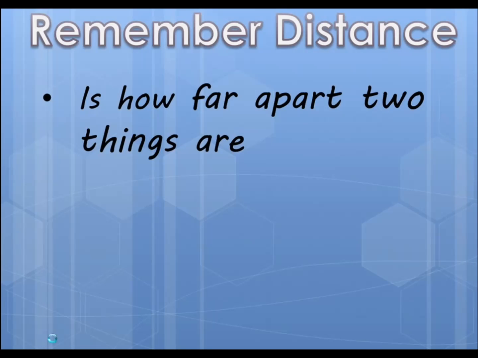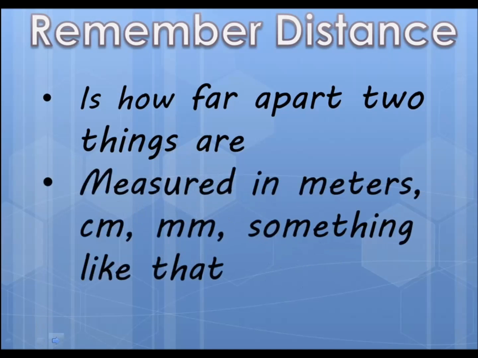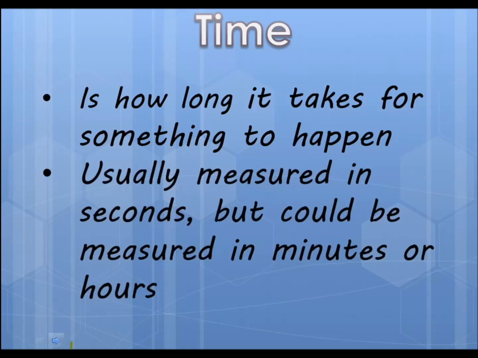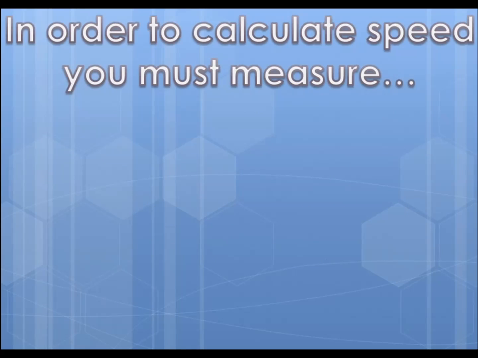So, distance. Remember, that is how far apart two things are. It's going to be measured in meters, centimeters, millimeters, something like that in the metric system. Something with a meter in it. Time, you know, that's how long it takes something to happen, right? That's going to be measured in seconds, but it could be measured in minutes or hours depending how long it takes. In order to calculate speed, we have to measure both of those things.